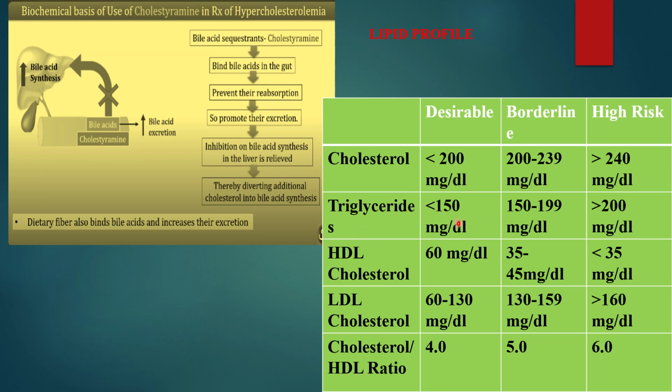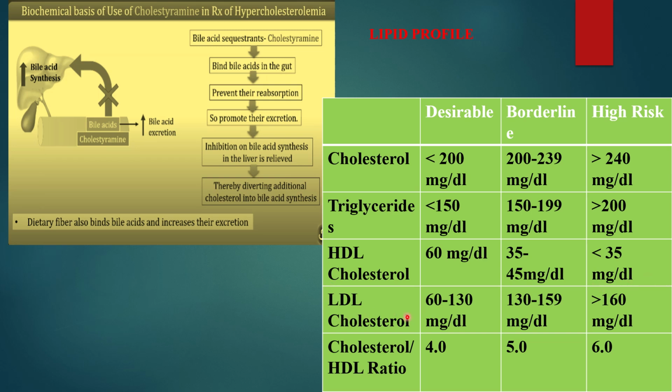Triglyceride concentration should be less than 150 milligrams per dl. Borderline is 150 to 199. More than 200 is always a risk. Then HDL cholesterol: the normal range is 60 milligrams per dl. Borderline is 35 to 45 milligrams per dl, because it is a good cholesterol. If its concentration decreases, it is again a risk for cardiac diseases. Less than 35 is a very highly injurious condition and a high risk.